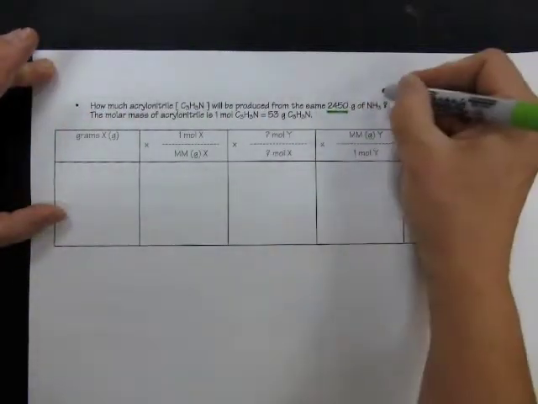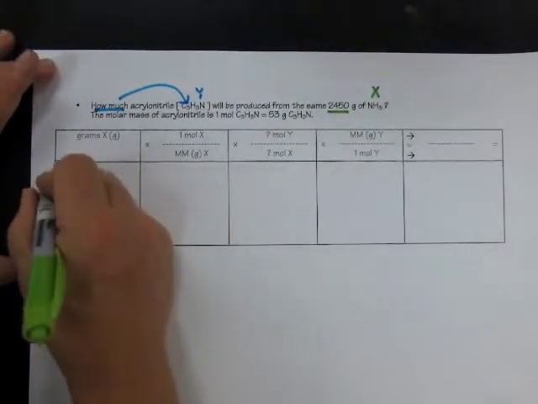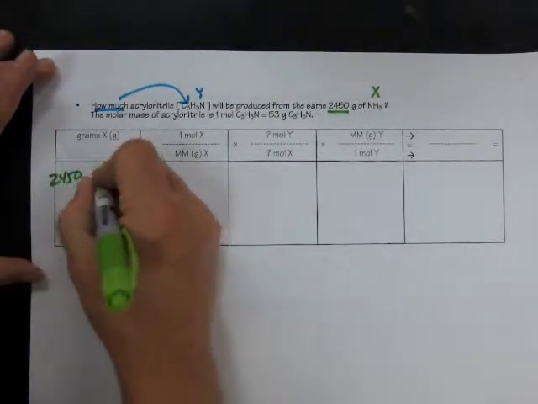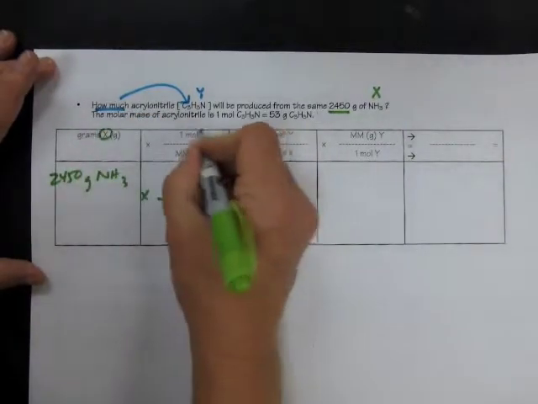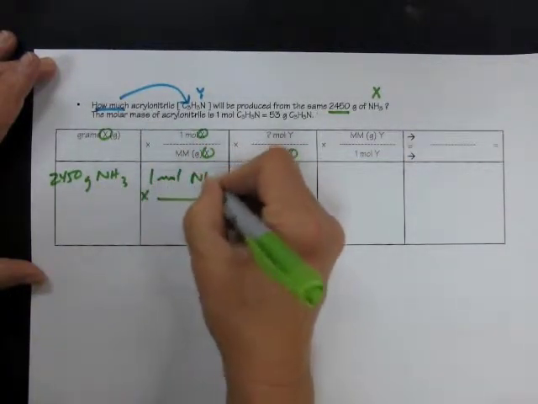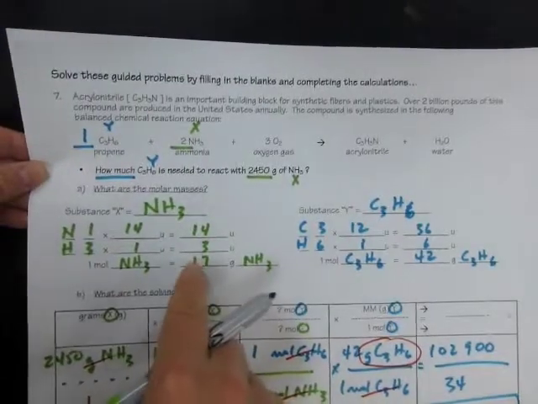And the number identifies this is my x. And I'm looking for what am I trying to find out. Here's the key words, how much. And so this means this is my y. So x and y are identified. So let me begin by setting up the problem with what I know. I know 2450 grams of ammonia, again. And I'm going to multiply by, and everywhere I see x, it's going to be ammonia. 1 mole ammonia. And I know the molar mass of that because we already calculated that here.